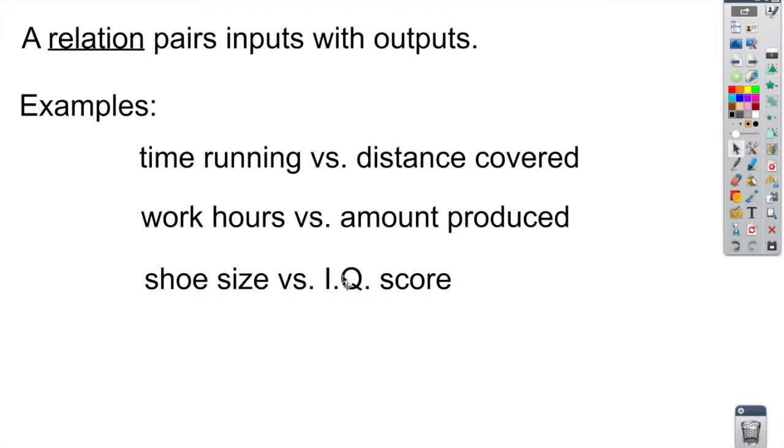Okay, so I put that one in there because I wanted you to realize that anytime you pair inputs with outputs, even if they don't make sense, that's considered a relation. I put this third one in because we all know that your shoe size has nothing to do with your intelligence quotient. The two are not related. But the minute somebody started to look at that and put the shoe size data and paired it with the IQ data, they created a relation. Okay, so a relation is any time you pair inputs with outputs, whether it makes sense or not. All right, let's move on.